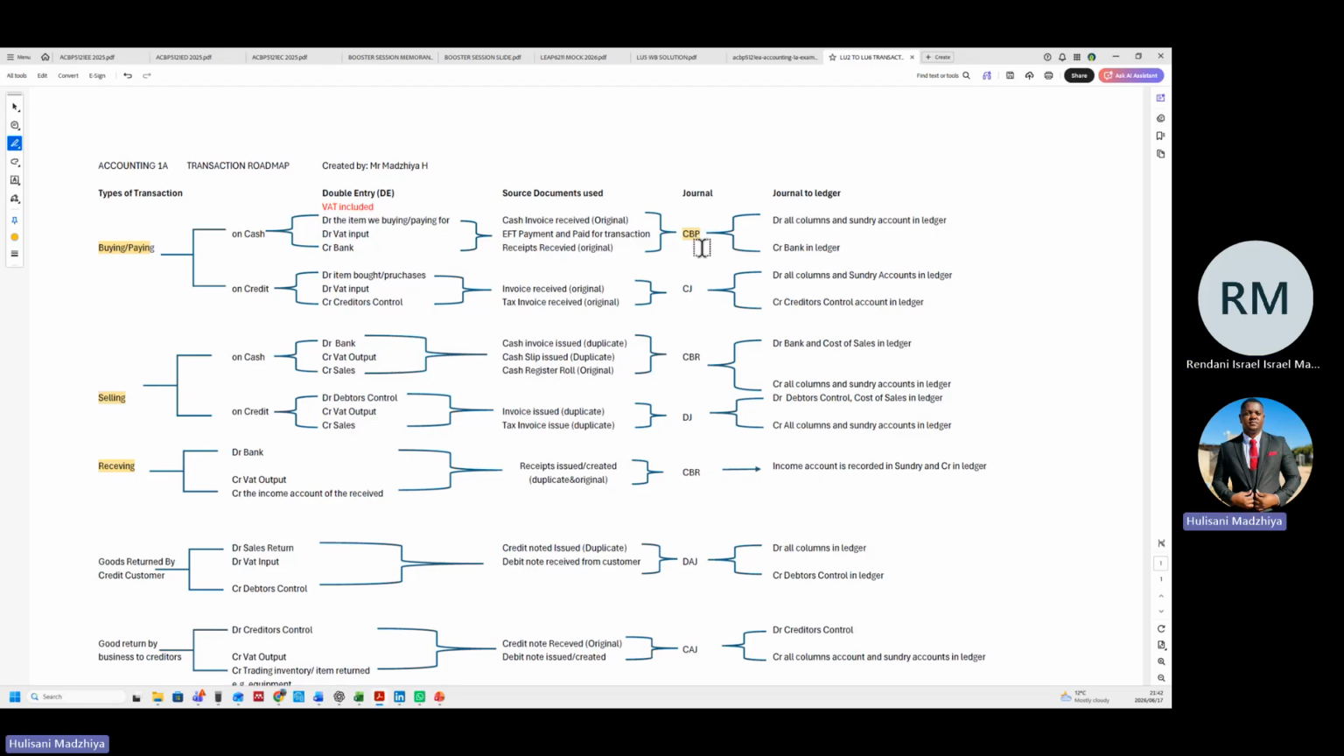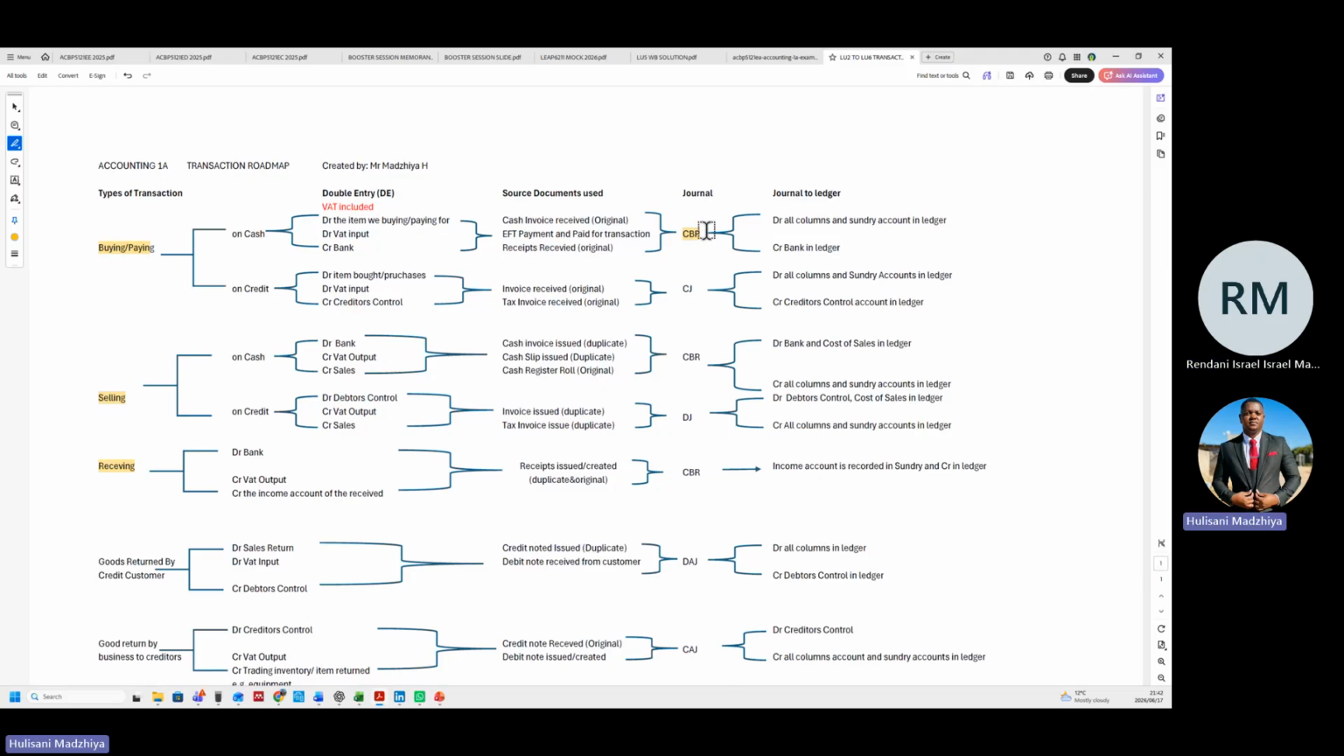In the journal, the columns represent the items. There are major or main columns. One of the main columns is the bank, then VAT input, then trading inventory, then stationery, and then a sundry column. In this business we normally buy stationery and trading inventory. So when you record cash book payments, you credit.